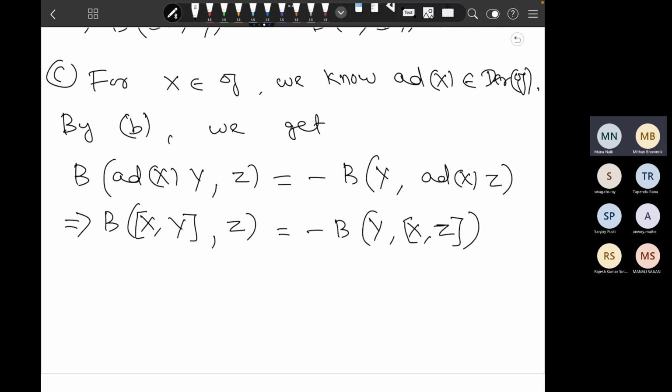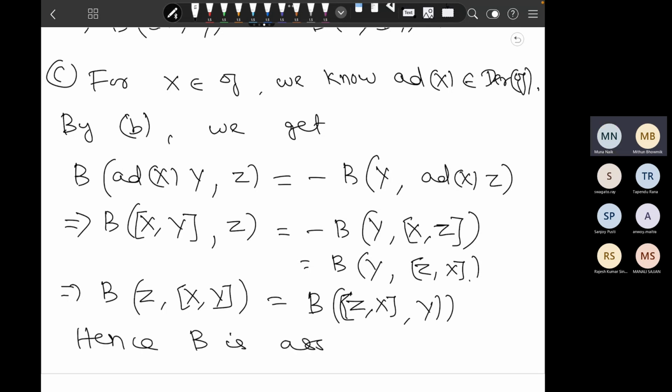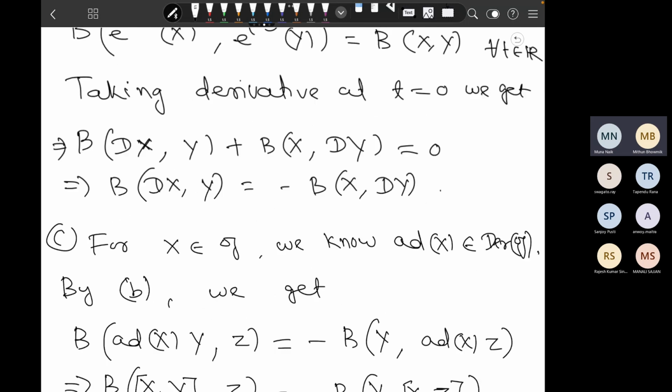Now since B is bilinear, I will take the minus sign to this thing, and this Lie bracket also, if you change the order, will give you a minus sign, and I will use that. So I just change the order of the Lie bracket, B of [z, x], y, because this is a symmetric bilinear form B. So this is really B of z, [x, y], and hence this B is really associative.